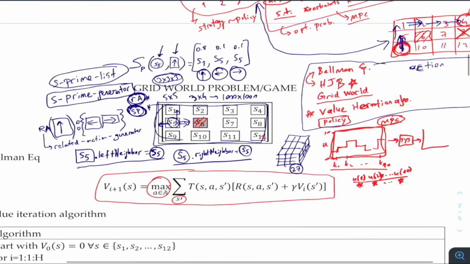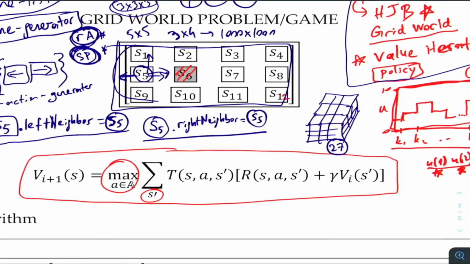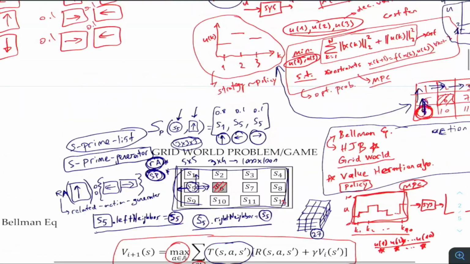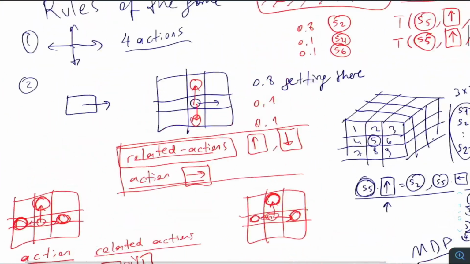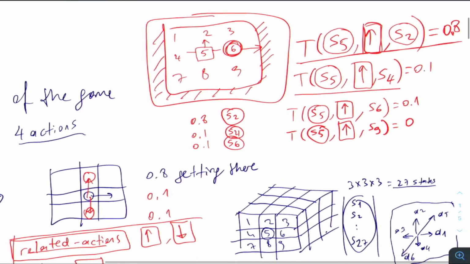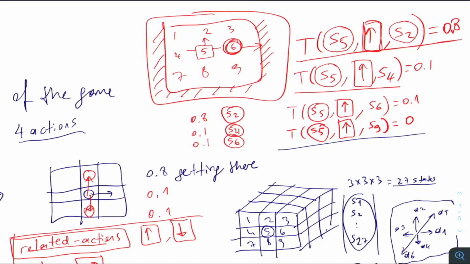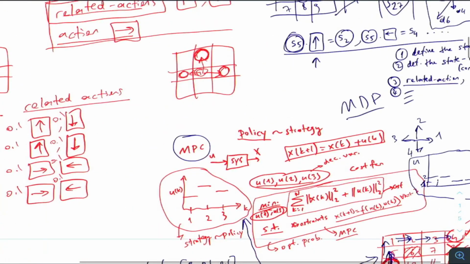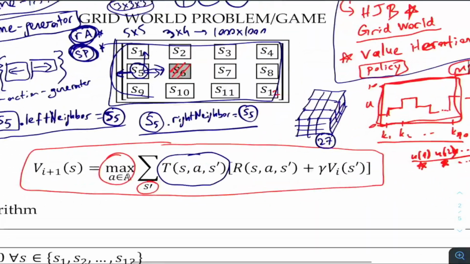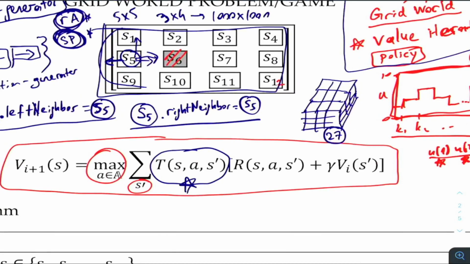Okay, and that looks like a mess. I even forgot what I was talking about. We were talking about the Bellman equation, right? This is the Bellman equation. And the transition function. I feel like I explained what the transition function is. Okay, so I explained what the transition function is, right? And this is called the transition function.